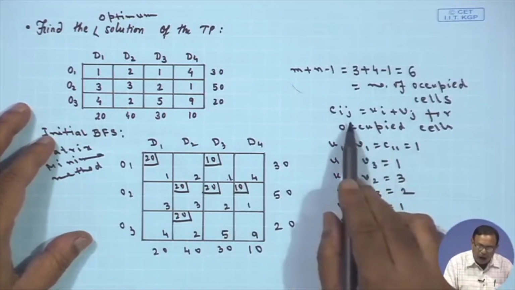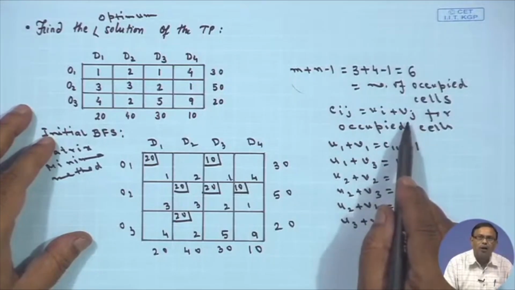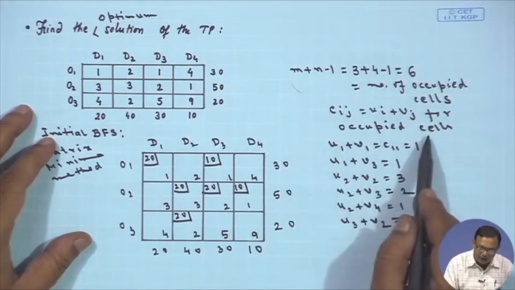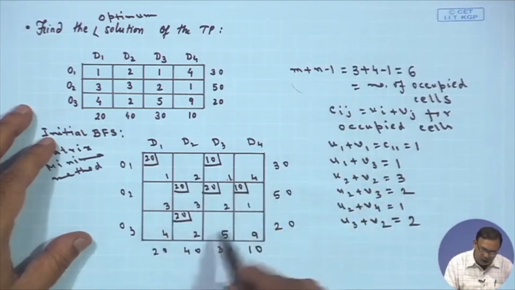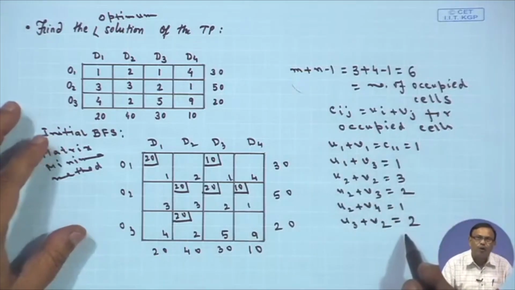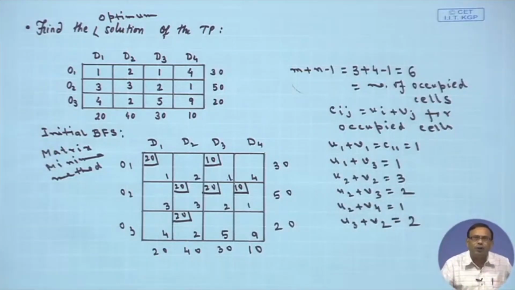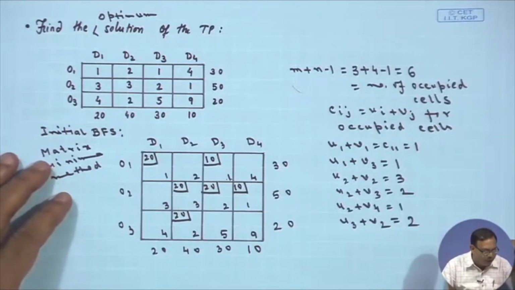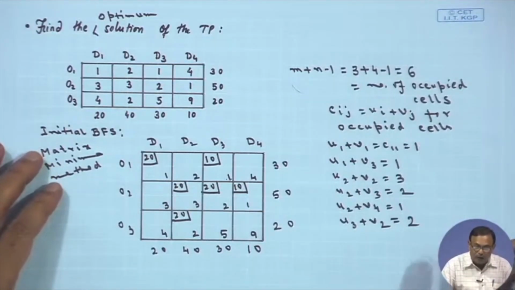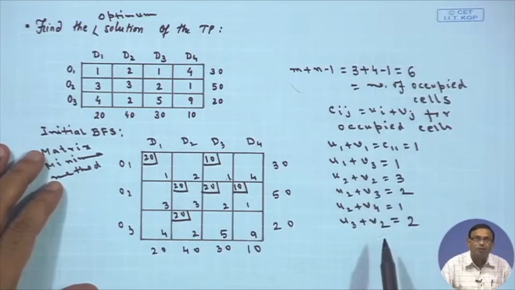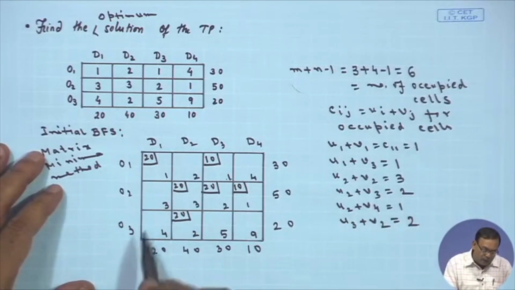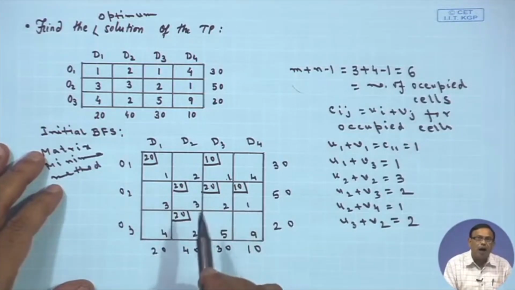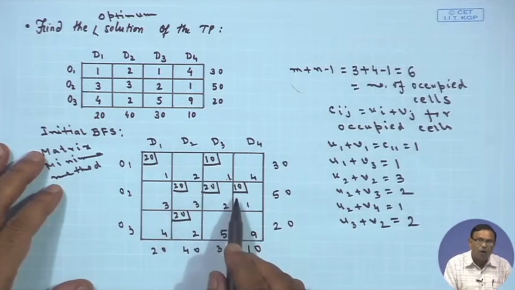Please note that I have to find Cij equals Ui plus Vj only for occupied cells, and Cij means the cost whatever I have written. So, I am getting these equations. From these equations, unless I give the value of one variable, I cannot determine the values of the other variables. You can check it on your own. So, which variable will I make 0? Out of these, I will choose the row which has the highest number of occupancy or allocation.